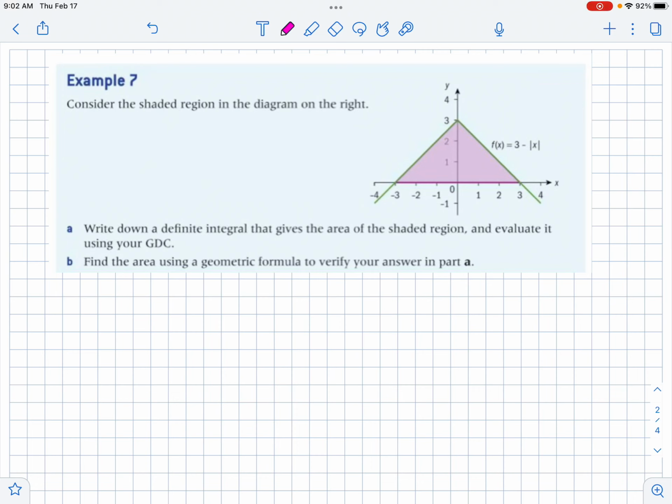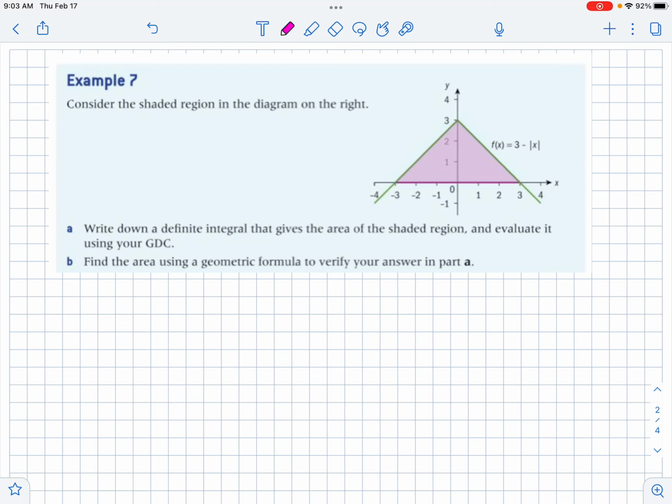Now consider this shaded region on the diagram. Write down the definite integral that gives you the area of the shaded region and evaluate it using your GDC. Well, there's two different ways you can do it. You could do it in pieces by finding the equation of this line and then the equation of this line and then add them together.